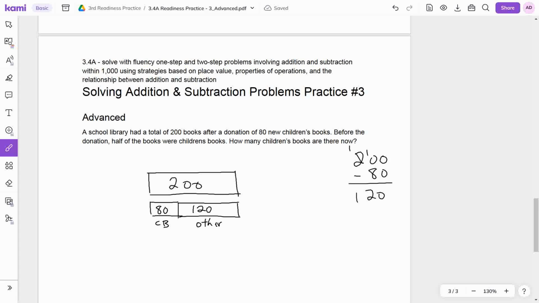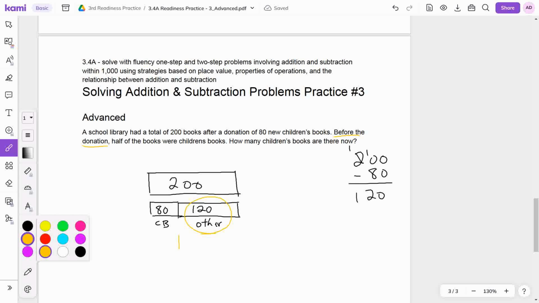Okay, so before the donation, right? So here's what we have. The before the donation is this right here. Before the donation is this other, okay? And it says of that other, half were children. So what I could do is I can take this other and I can cut it in half. And I get children's books there, and then I get other.